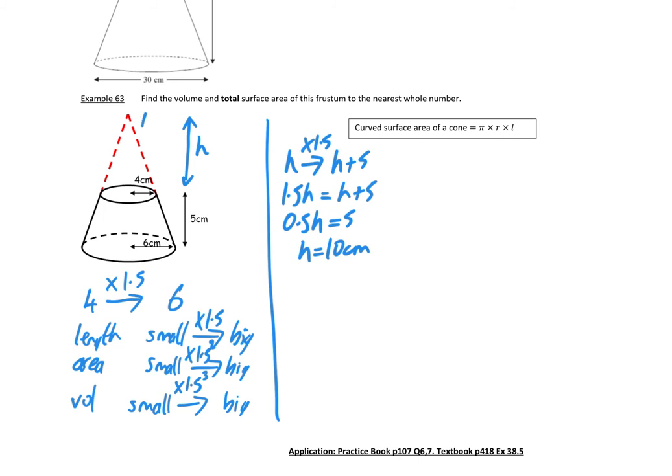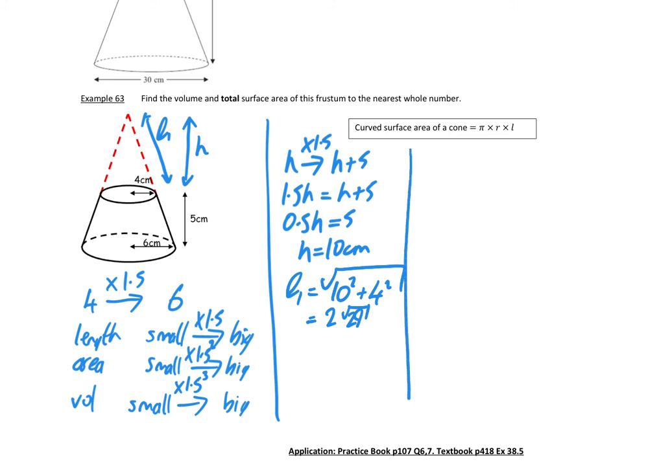Also, I'm going to find L1, which is the slant height of the small cone, and that should be all. Using this method, that should be all that I need to do to be able to find everything I need. So L1, by Pythagoras, is going to be equal to the square root of 10 squared plus 4 squared. We did this before, so that was square root of 116. Put that into your calculator, it comes out as 2 root 29. So that's my L1. Okay, we are good to get started here. We've got all the dimensions that we need.